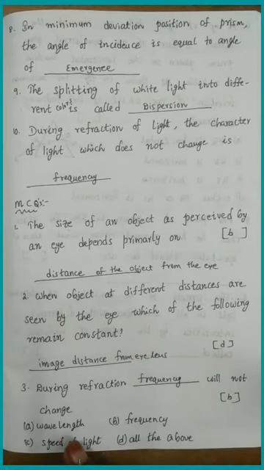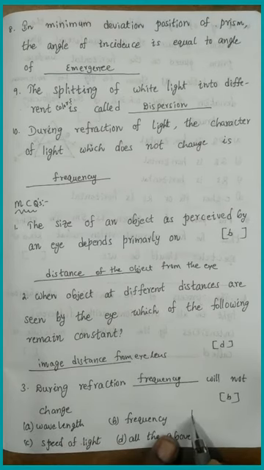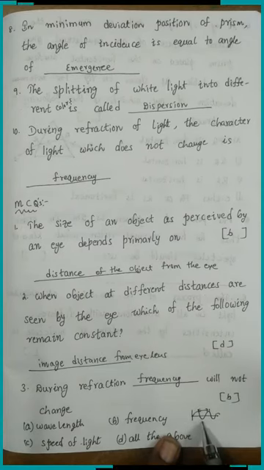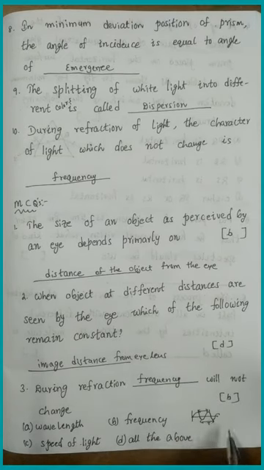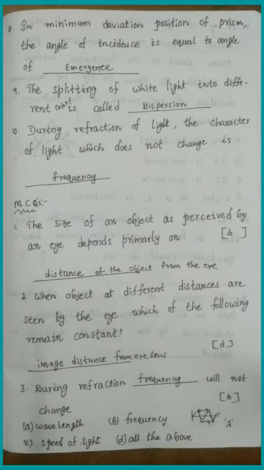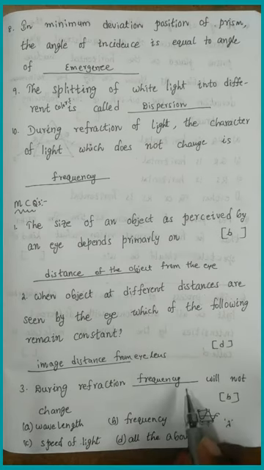Wavelength is the distance between two successive crests or troughs. For example, suppose we take a wave, this is a wave. The distance between two successive crests, or these two troughs, we can take as the wavelength. We denote the wavelength with the letter lambda. Here, what changes is the wavelength, not the frequency.